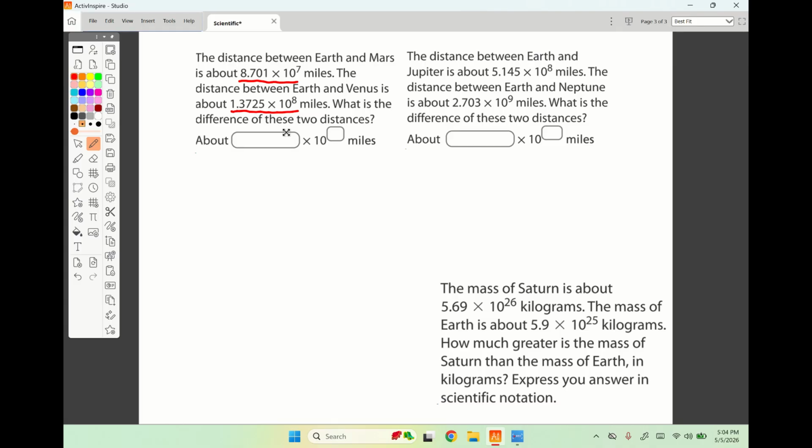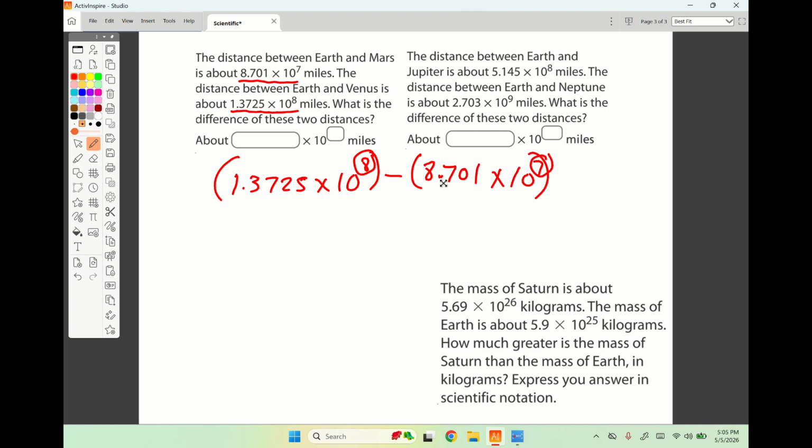So now because these exponents don't match, you can't subtract yet. So we're going to move it once to the left, which gives you 0.8701 times 10 to the 8th. Now you can subtract these values. So you do 1.3725 minus 0.8701, and it gives you 0.5024 times 10 to the 8th power, because when you add or subtract, exponents will change.